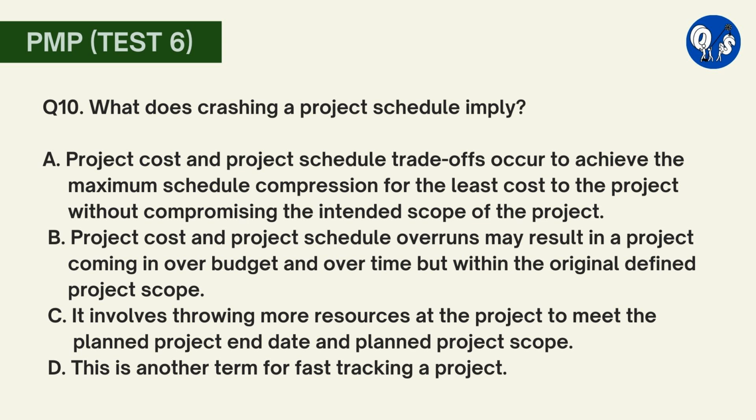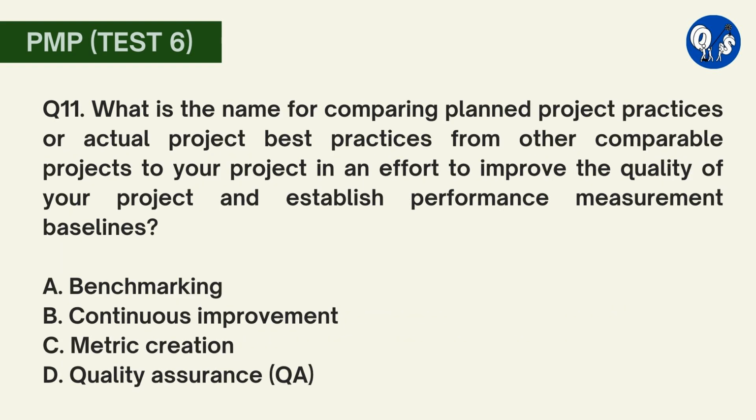Option B is incorrect because crashing is not a term used for a project that is over time and over budget. Option C is incorrect because crashing does not necessarily allow you to meet the planned project end date. Option D is incorrect because fast tracking is another schedule compression tool used to perform multiple phases of project development in parallel.